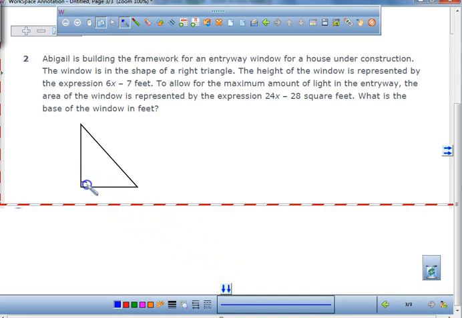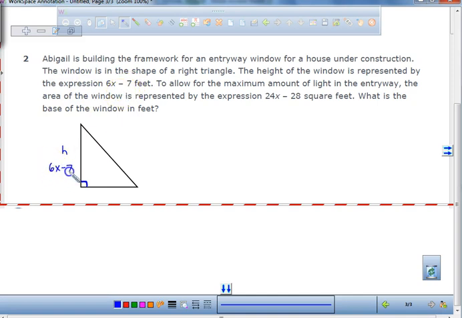By the way, make a right triangle. Can you guys put a little 90-degree angle in the corner? That lets you know that it is a right triangle, that 90-degree angle. Okay. It says the height of the window. So guys, this would be the height. The height of the window is represented by the expression what? 6x minus 7. So could you guys just put right here 6x minus 7.